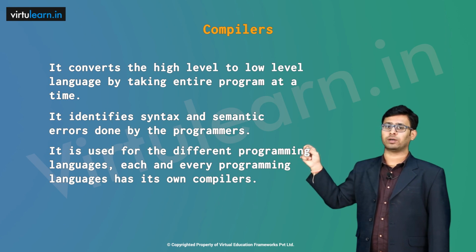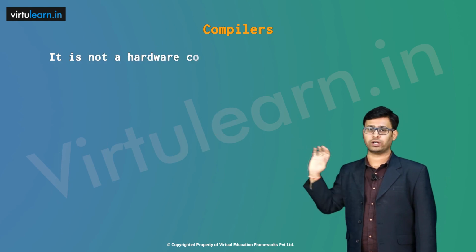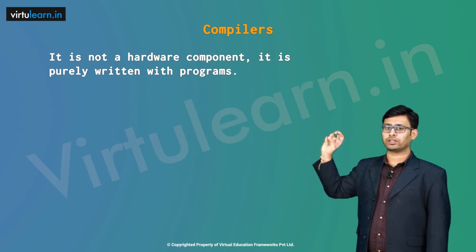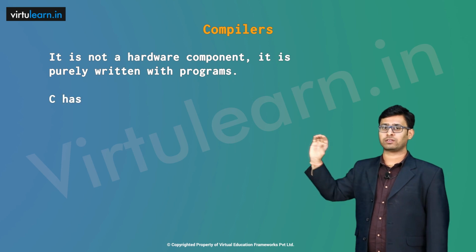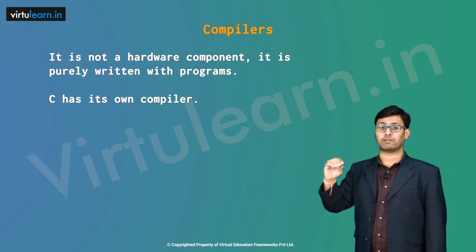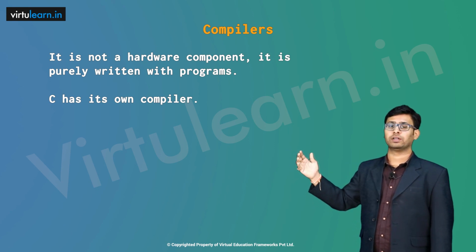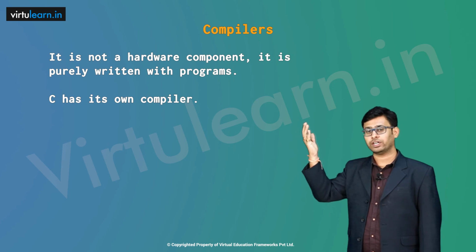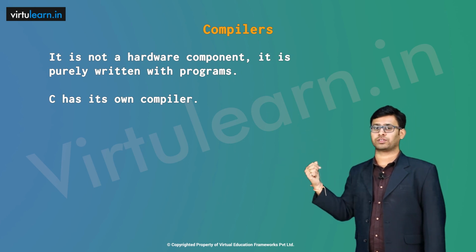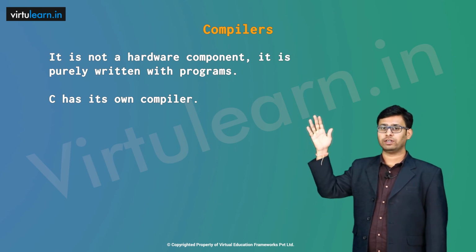A very important thing to understand about a compiler is that it is not a hardware component. It is purely written with programs. Regarding programming languages, C has its own compiler. Similarly, C++ has its own compiler. Java has its own compiler. Python has its own compiler. R language has its own compiler. Any programming language you take has its own compiler to make the high level language understood by the system. So this is in detail about a compiler, and these are the different translators.